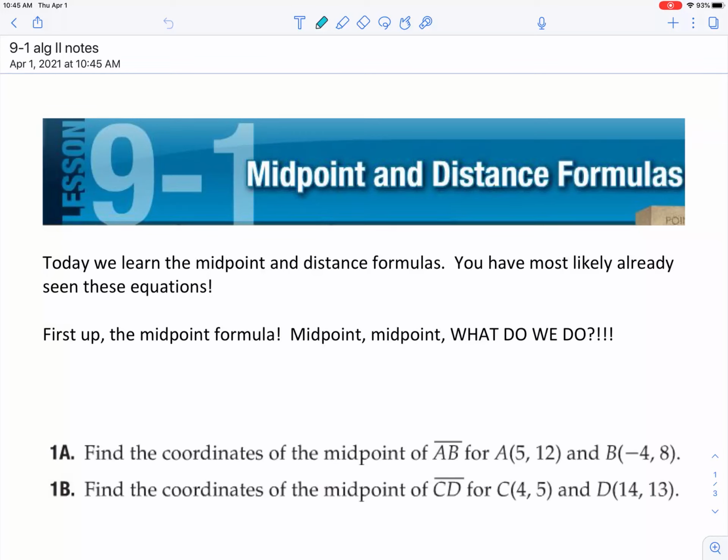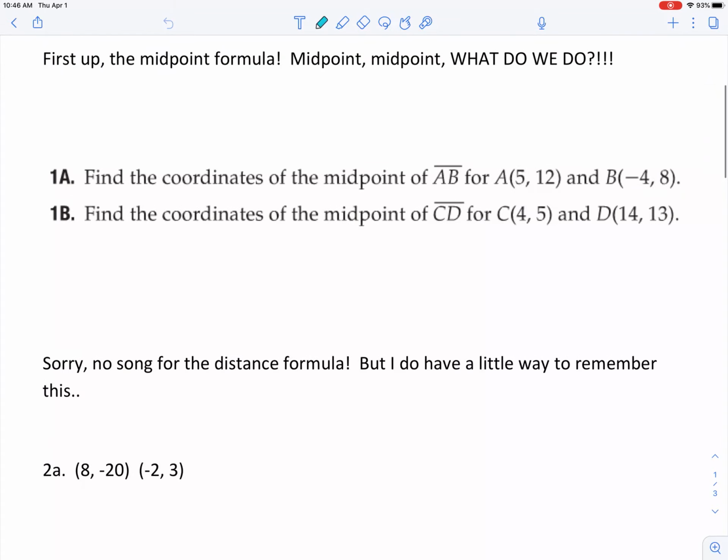Welcome to Chapter 9. We start off with the midpoint and distance formulas. Today we learn, you've probably already seen these back in geometry, but if not, we're going to go ahead and do these. Starting off with the midpoint formula. Midpoint, what do we do? Add them together and divide by 2. You guys will get to see that video if you haven't already.